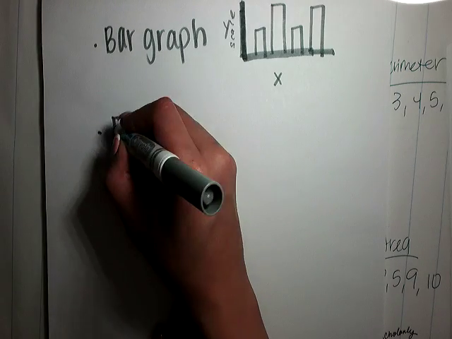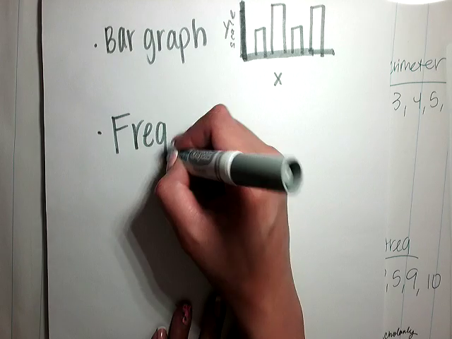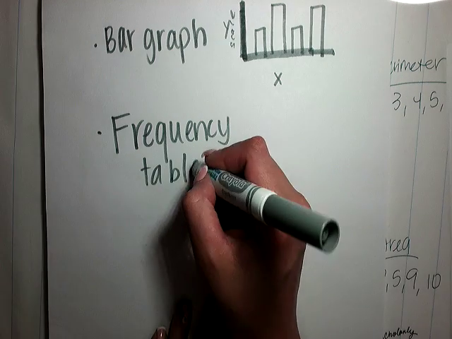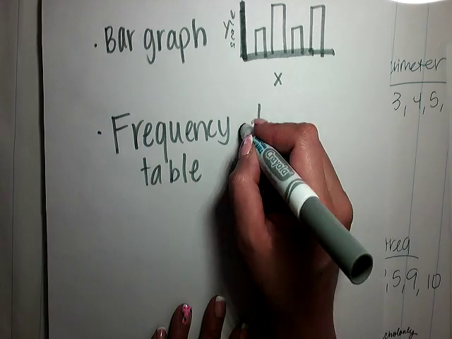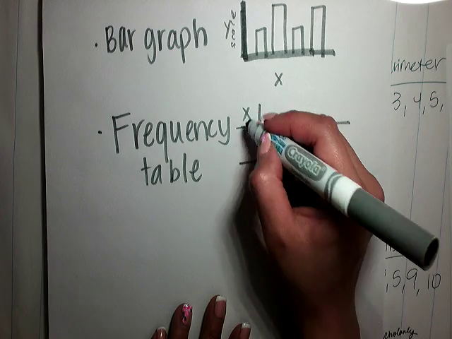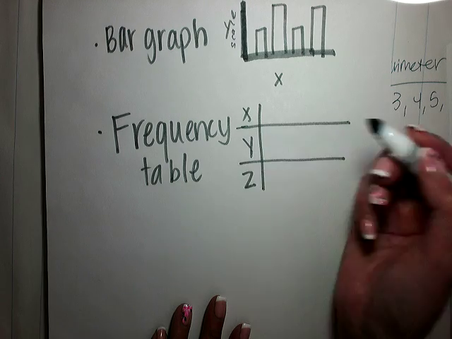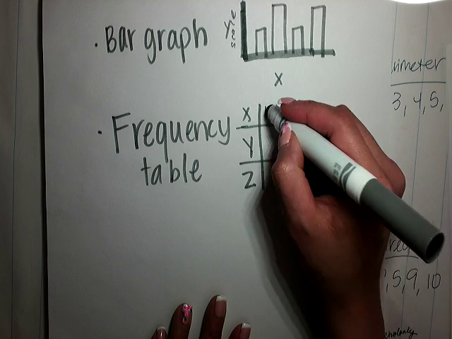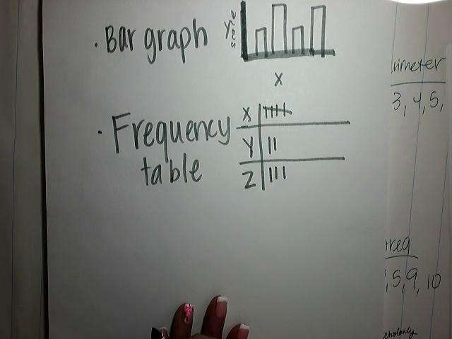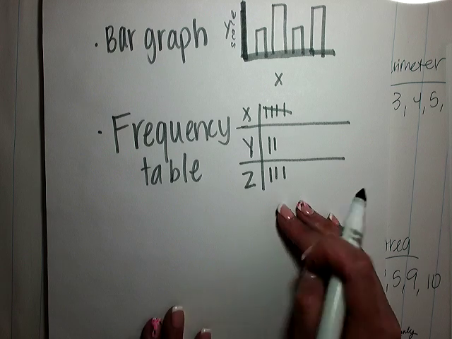Another way that we show data is a frequency table. So it's kind of like when we do voting in class. I could say, what's your favorite letter? X, Y, and Z. And then however many students vote is however many tallies I would put. So that's a frequency table.